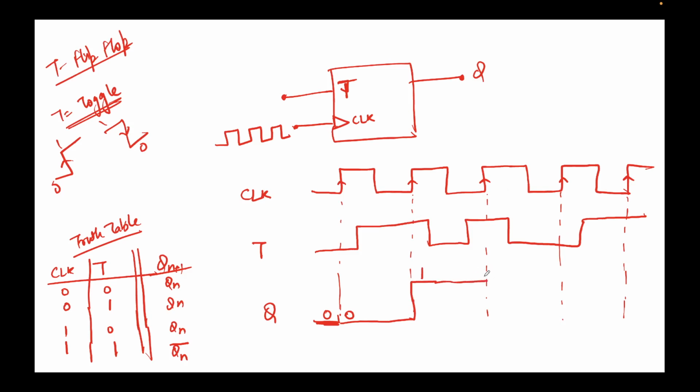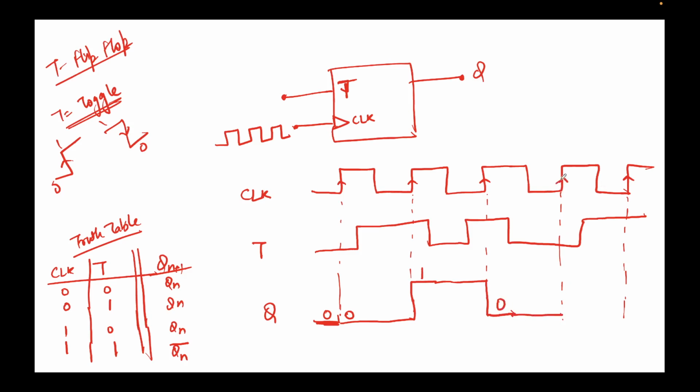The next event will happen at this time interval denoted by the dashed line. The clock is allowing. Now again the toggle input is high. This means if the toggle input is high, the output will toggle again. You can see if T is 1 and clock is 1, next Q will be Qn bar. So 1 bar is 0. This means it will toggle again. It will go to 0. It will continue to be 0 until this point.